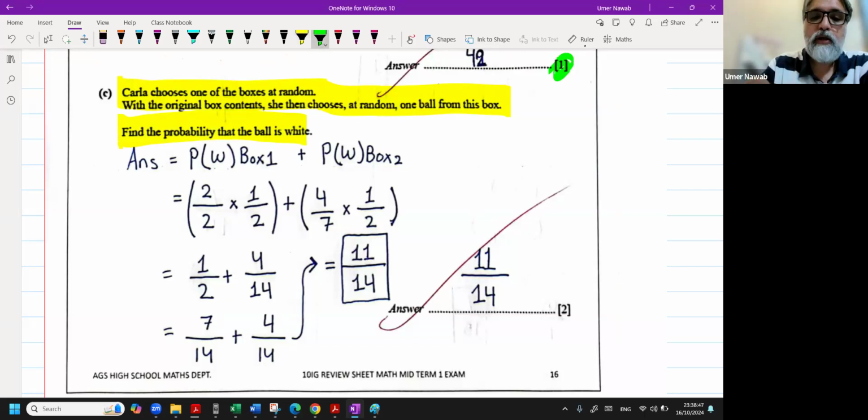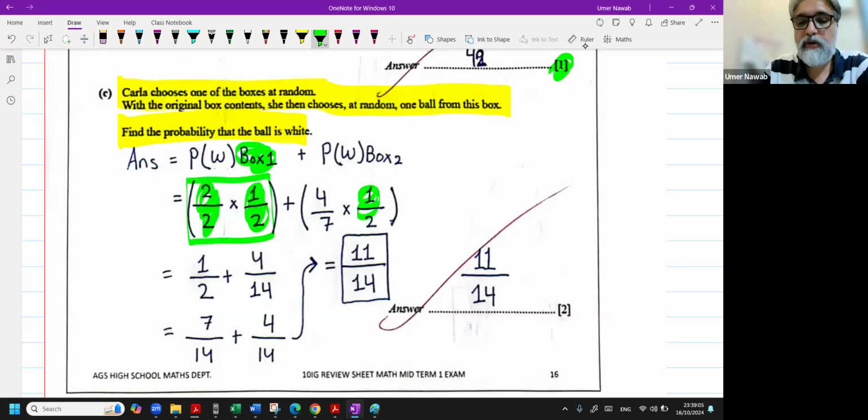Suppose she chooses box 1. What is the probability that she chooses box 1? Because there are two boxes, the probability of choosing box 1 is 1 over 2. Then she picks the white ball, so 2 over 2 is the probability. So that is case number 1. But if she chooses box number 2, the probability of choosing box number 2 is 1 over 2, and the probability of getting the white out of it is 4 over 7. So this is the second case.